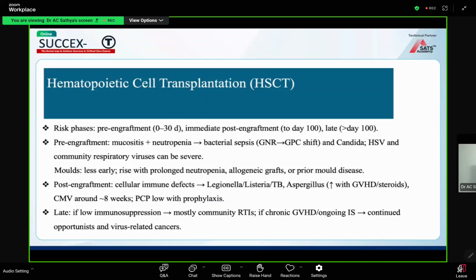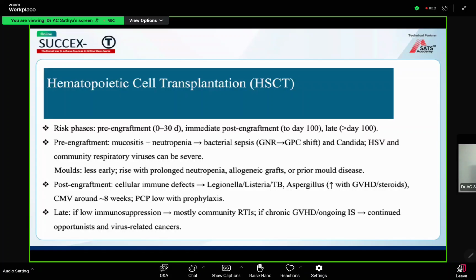Going to hematopoietic stem cell transplant. Here there are 3 phases: the pre-engraftment phase, immediate post-engraftment, and the late engraftment phase. The pre-engraftment phase, up to 30 days, is the period of severe neutropenia, where we'll be conditioning the patient for myeloablation. With severe neutropenia, as I've told earlier, neutrophils are the major source of innate immunity, and so we'll have all gram-positive bacteria, gram-negative bacteria, Candida, and fungi like Aspergillus and Mucorales. That will be the pre-engraftment phase, especially associated with mucositis.